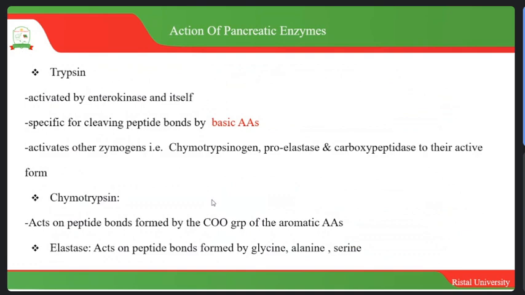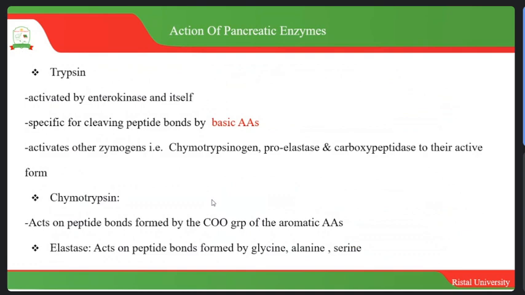So, action of pancreatic enzymes. One is trypsin, which has been produced in its inactive form called trypsinogen and activated into trypsin. It is activated by enterokinase, which is an enzyme itself. It is specific for cleaving peptide bonds by basic amino acids. So all those basic amino acids that you eat in your food are cleaved by trypsin, and it activates other zymogens. What does it do? This has to be something that you note down: this enzyme is very important in activating other zymogens, which are chymotrypsinogen to chymotrypsin, proelastase to elastase, and procarboxypeptidase to carboxypeptidase. So we'll get to know the active forms later on.